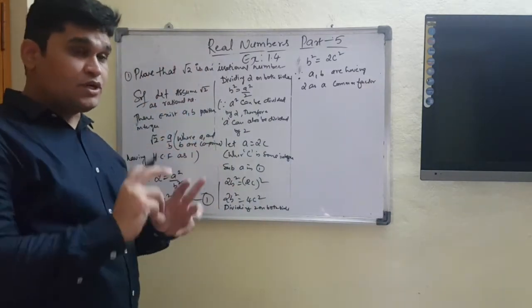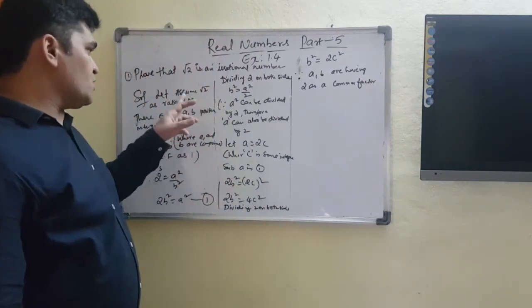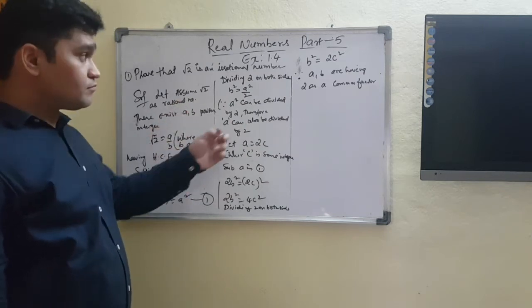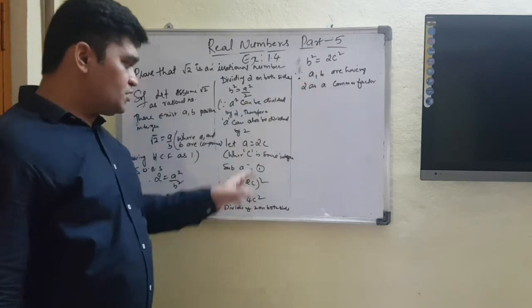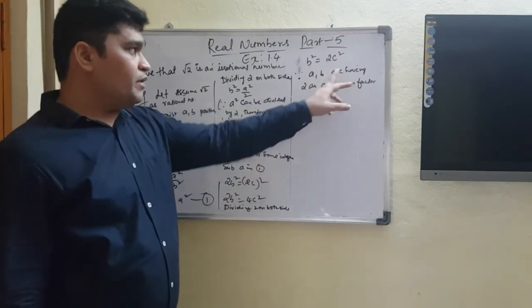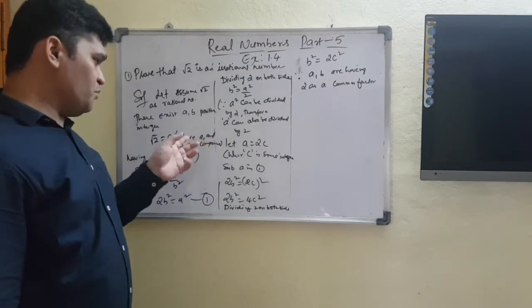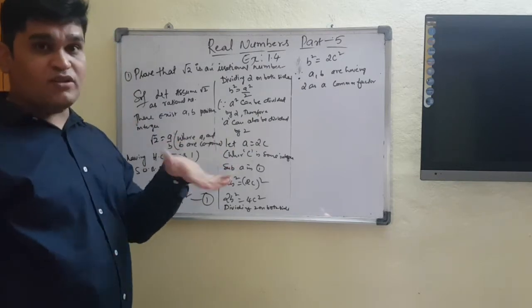But if you see the question again, if root 2 is considered a rational number, then HCF should be only 1. But by comparing these conditions, what I got, A and B are having 2 as the common factor. It means HCF is having more than 1.